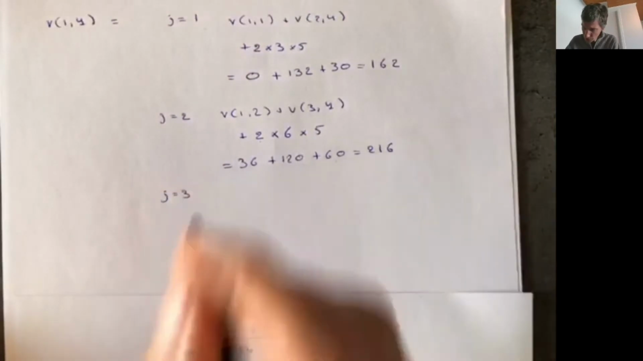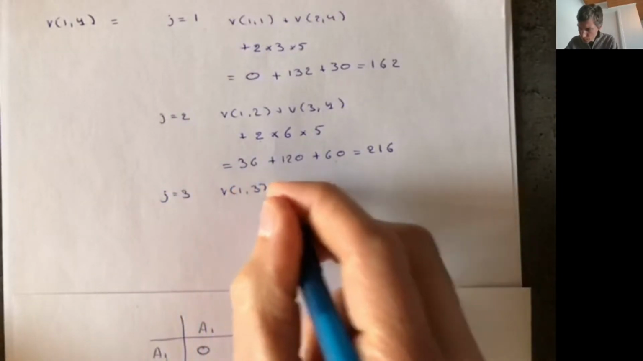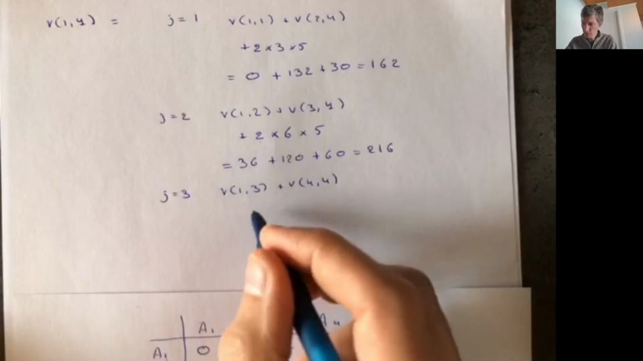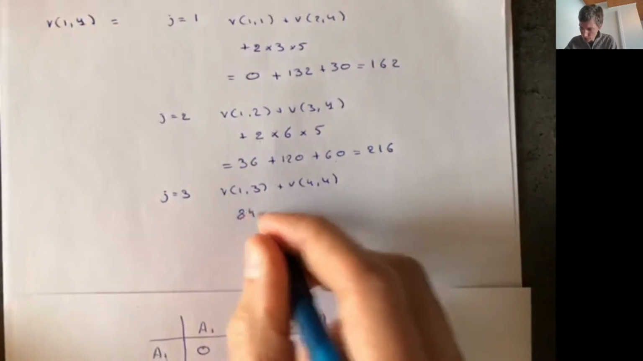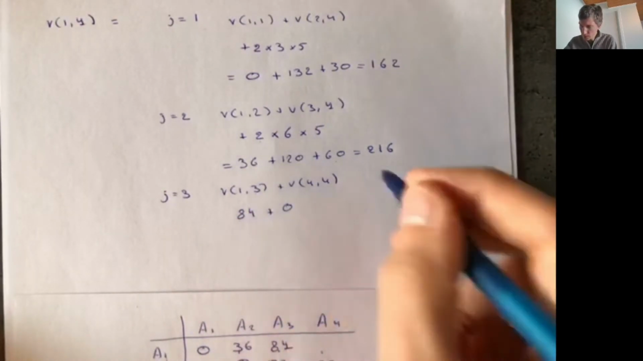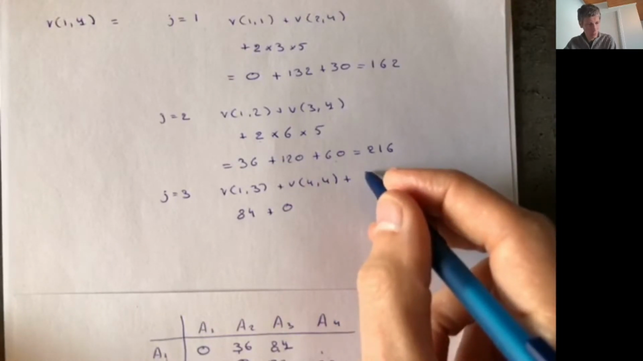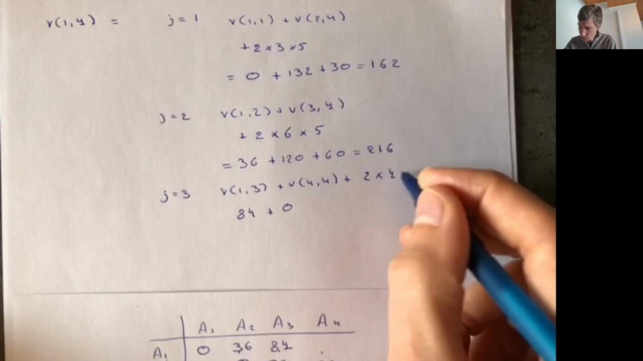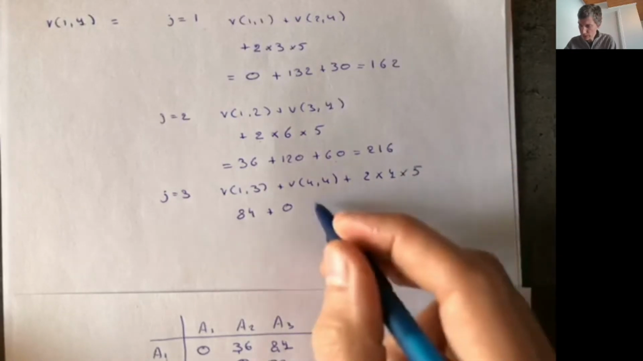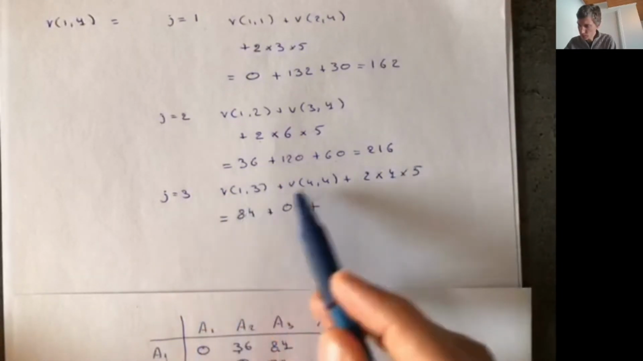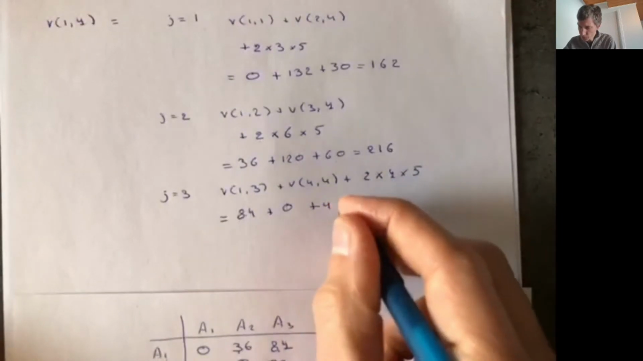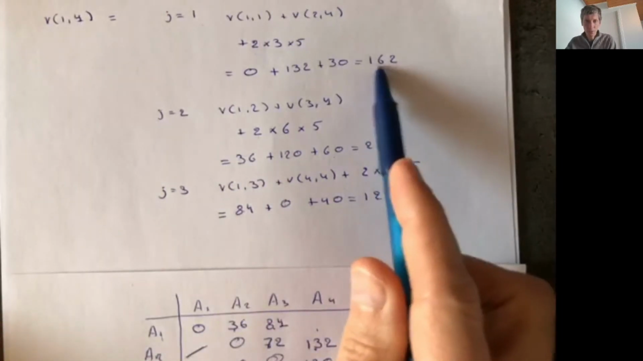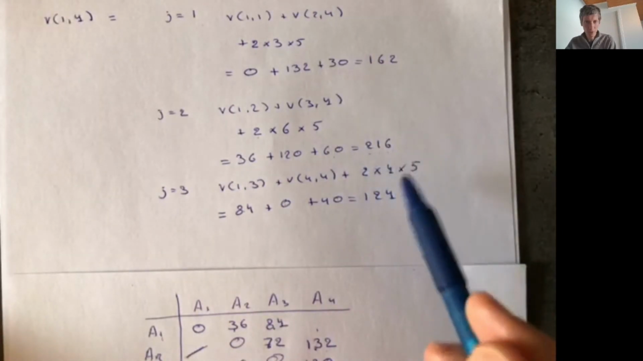And J equal to 3, then you have V13 plus V44. So we have V13, which is 84, V44 is 0, and then you have here to add, number of rows of matrix 1 is 2, number of columns of matrix 3 is 4, and number of columns of matrix 4 is 5. So this is equal to 84 plus 0 plus 40, which is 124. So I have either 162 or 216 or 124.